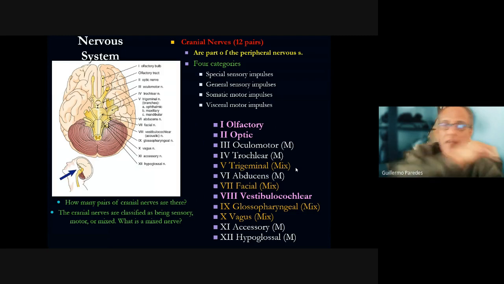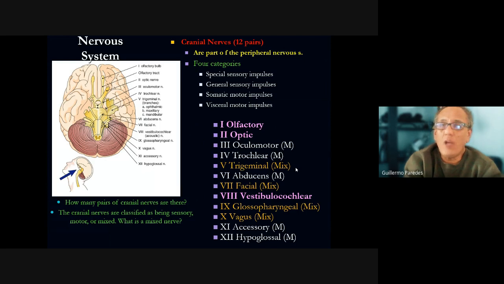All right, so let's start. All right, so look at this. These are the 12 cranial nerves. Where are the cranial nerves coming from? Basically the majority of them come from the brain stem. What they are going to use is a parasympathetic pathway. So what does it mean? They are using acetylcholine.